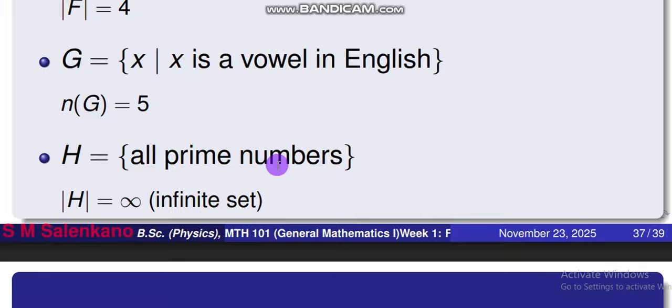7 is a prime number. 9 is not because after 9 and 1 you have 3, which is a factor of 9. 11 is a prime number. 13 is a prime number. 15 is not because after 15 and 1 you have 3 and 5. 17 is a prime number. If you continue like that, you find out that there is no limit to the number of prime numbers that we have. So the number of elements in set H is infinite. So the cardinality of set H is also infinite. So we put the infinity symbol to mean that its cardinality is infinite.